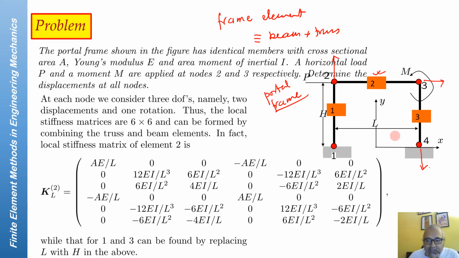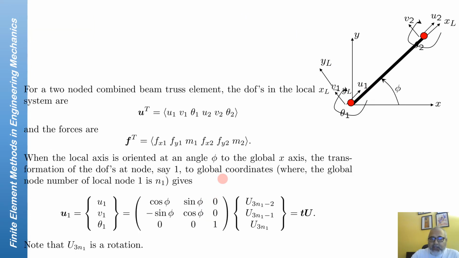This is not a big deal because for elements 1 and 3, we will have to take the local stiffness matrix in the local coordinate system and transform it into the global coordinate system. We have already done this for the truss, and for the beam or the frame, we do it in pretty much the same way.